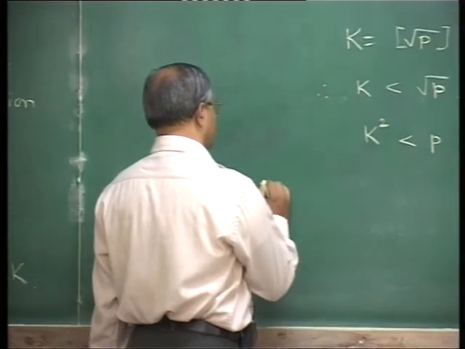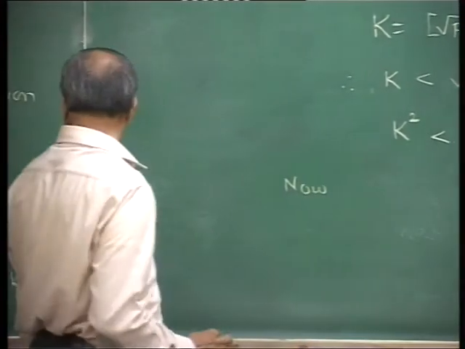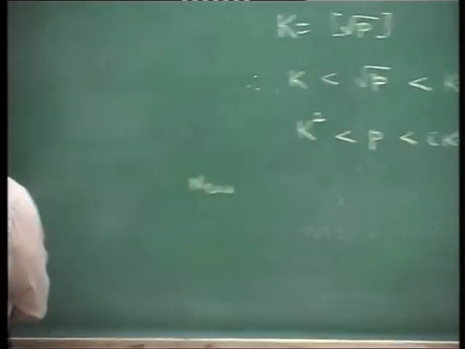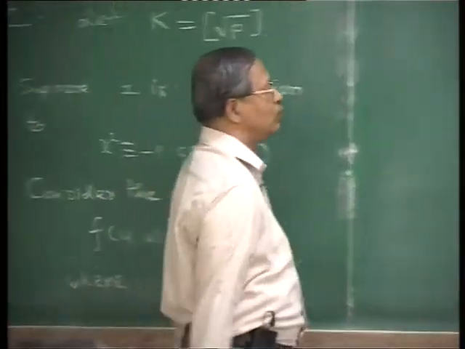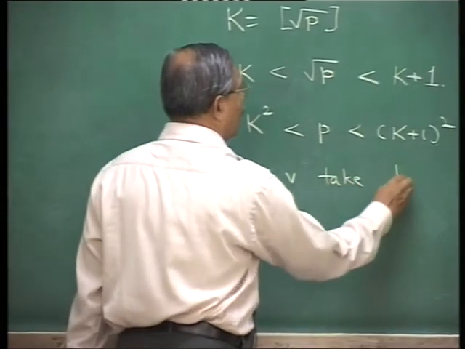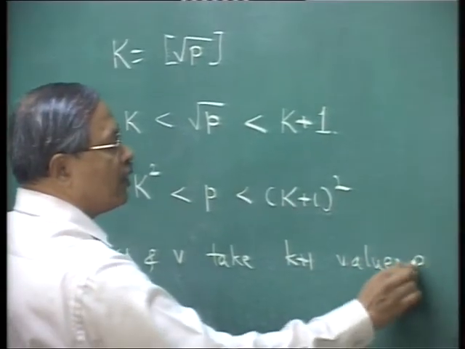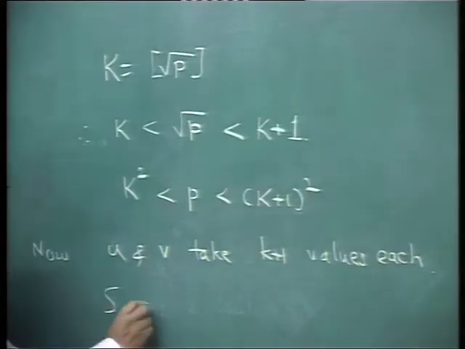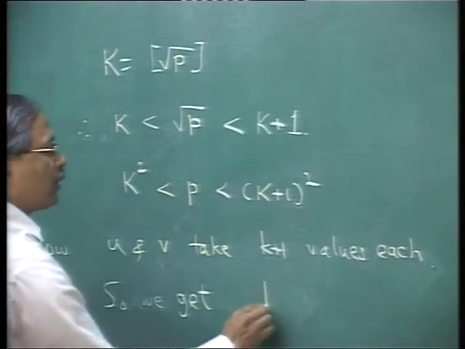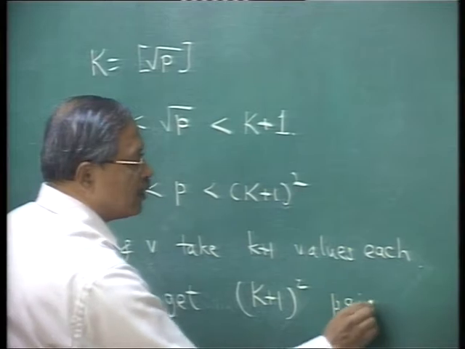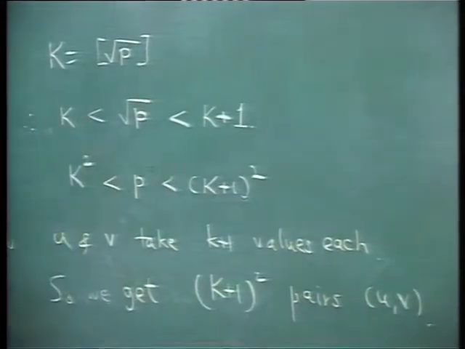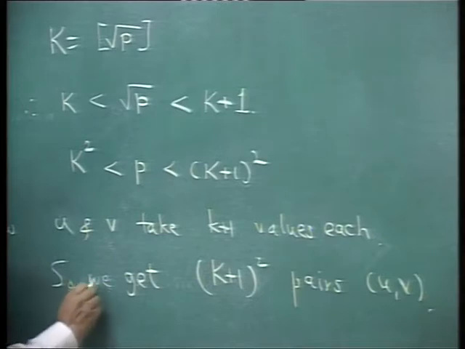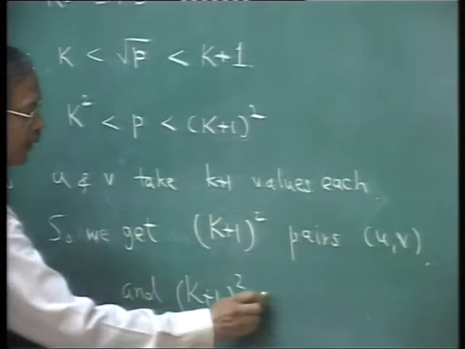Okay. Now, these numbers we have, K plus 1 actually. u takes K plus 1 values, 0 to K. So, u and v take K plus 1 values each from 0 to K. So, if you have pairs, we get (K plus 1) square pairs (u, v), and this number (K plus 1) square is bigger than p, that is what we have.